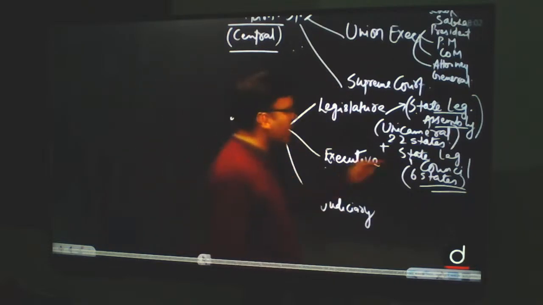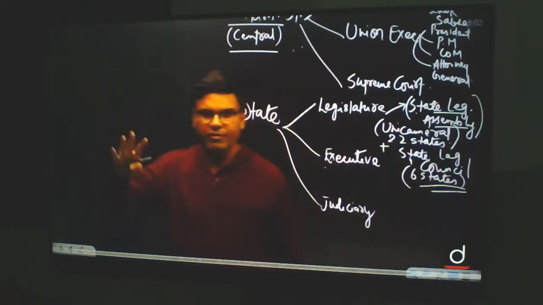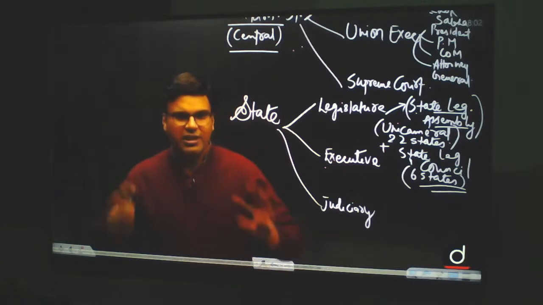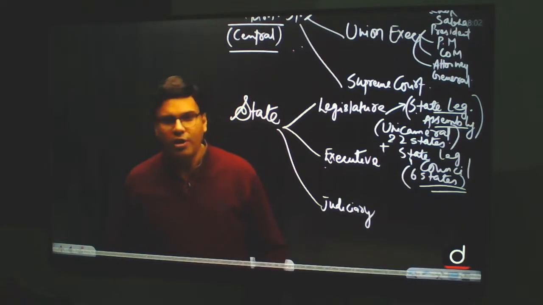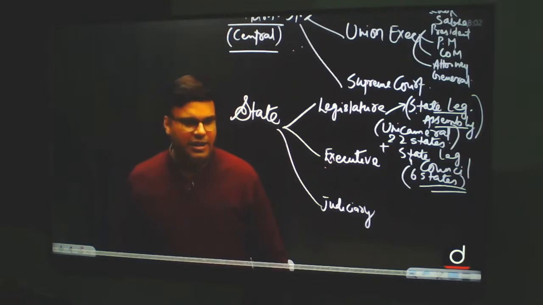So where is this coming from? This is coming from the Government of India Act 1935. In the Government of India Act 1935, some presidencies, some provinces were given an additional legislative house. That is, they were given an upper house as well. That is why these states, even after independence, continued to have a legislative council.